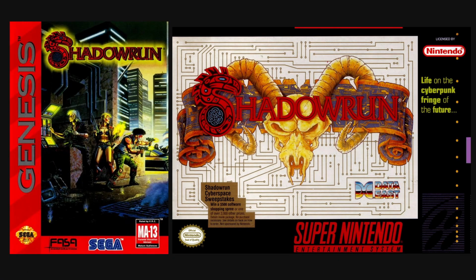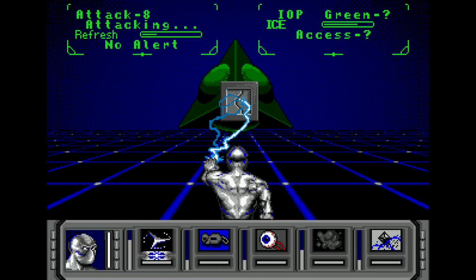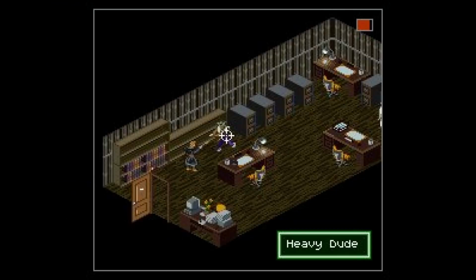The classic games on Sega Genesis and Super Nintendo, both named Shadowrun, were also based off the paper RPG and were pretty fun to play. I'm thinking I might do a Twitch stream sometime of the playthrough of both the Sega and Super Nintendo versions. Let me know in the comments below if that's something you'd be interested in seeing.